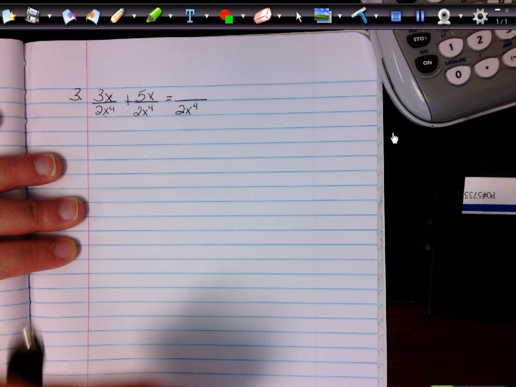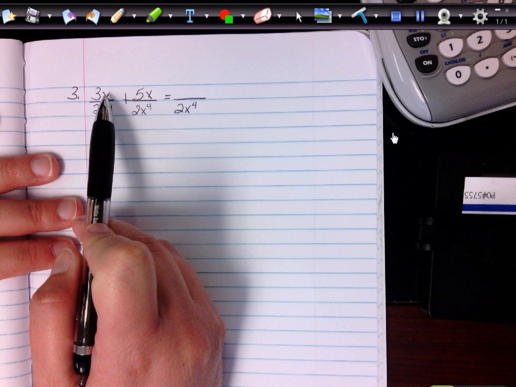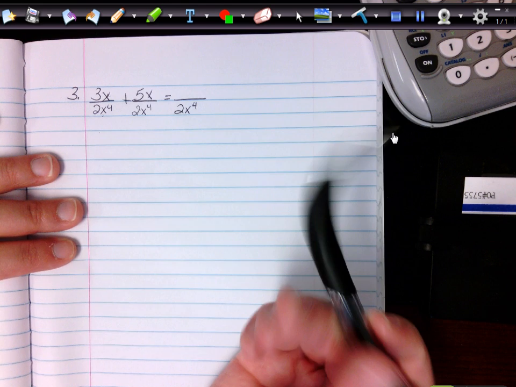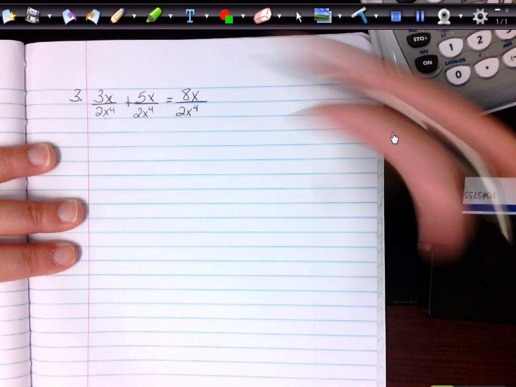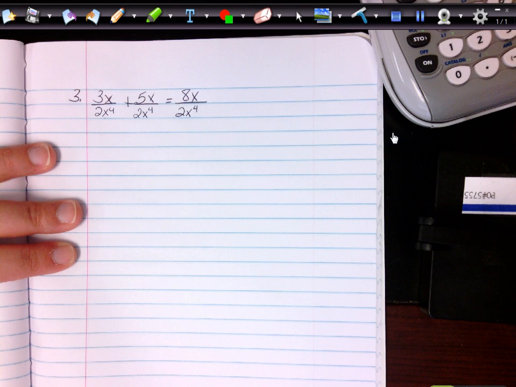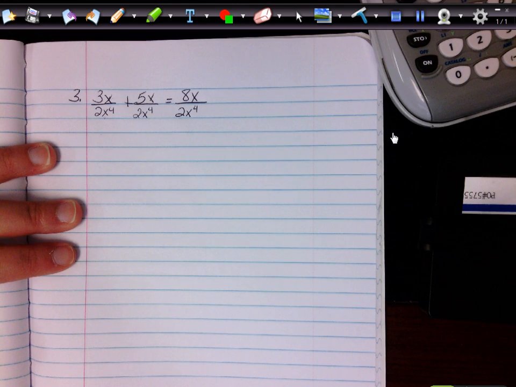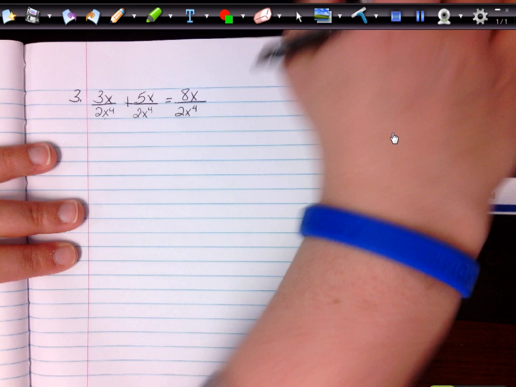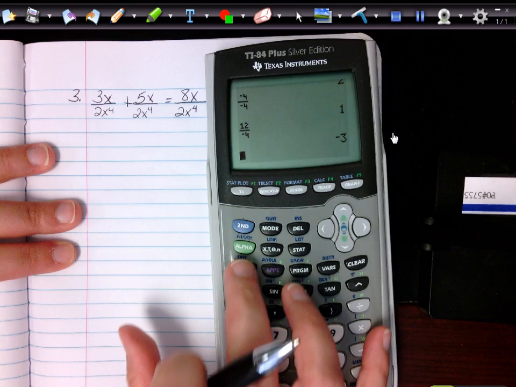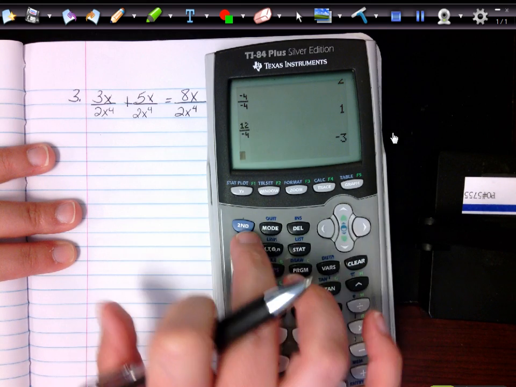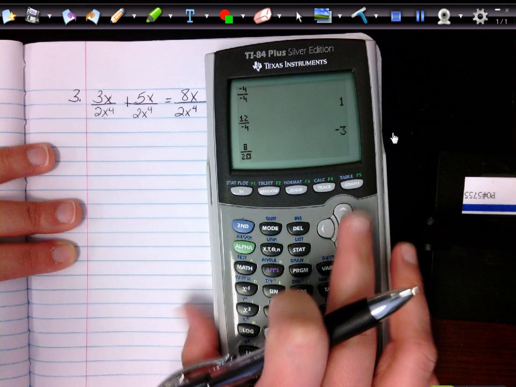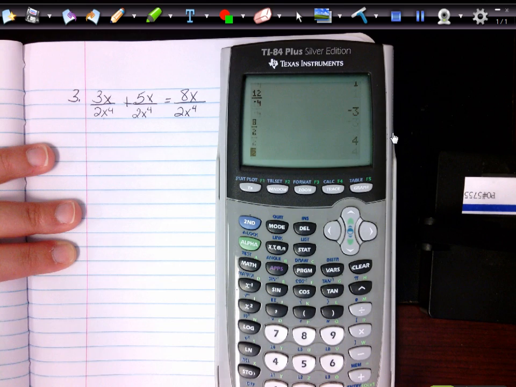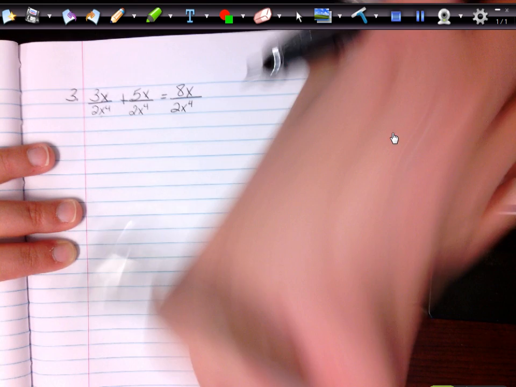Now in the numerator, I'm going to add up all of my like terms. Since the 3 has an x and the 5 has an x, I can add those. And I get 8x. And now I just need to see if I can reduce this. So I'm going to do 8 over 2. So 8 over 2. I get 4, or 4 over 1.